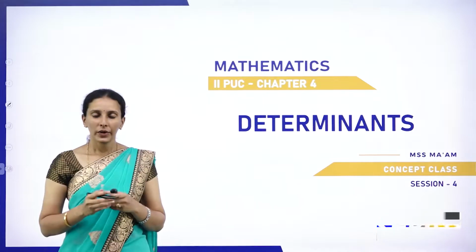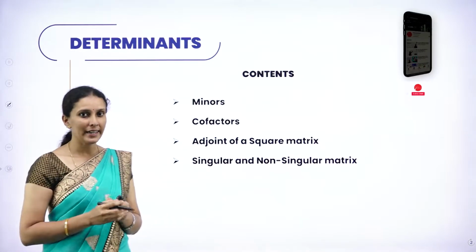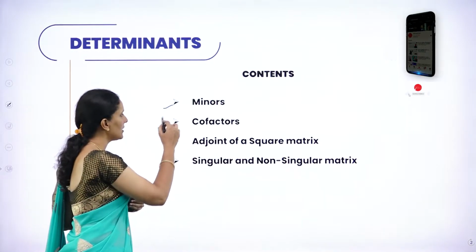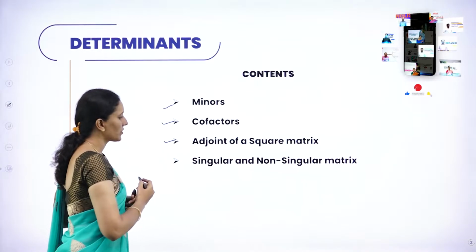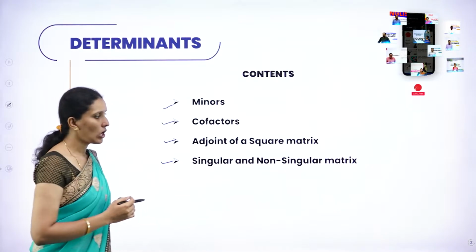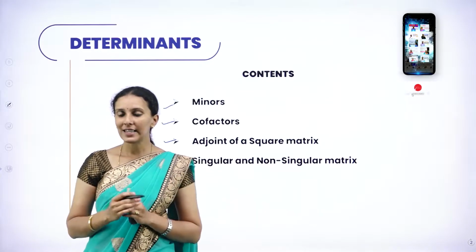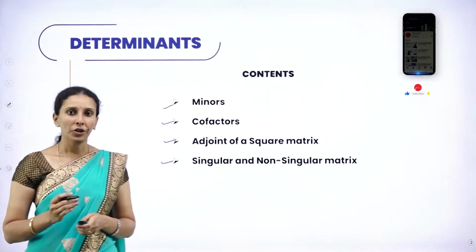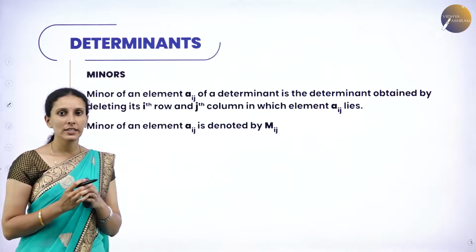So we are in the fourth session of the chapter, Determinants. In this session, we are going to study in detail about minors, cofactor, adjoint of a square matrix, singular and non-singular matrix. Now let us study it one by one. What do you mean by minors?